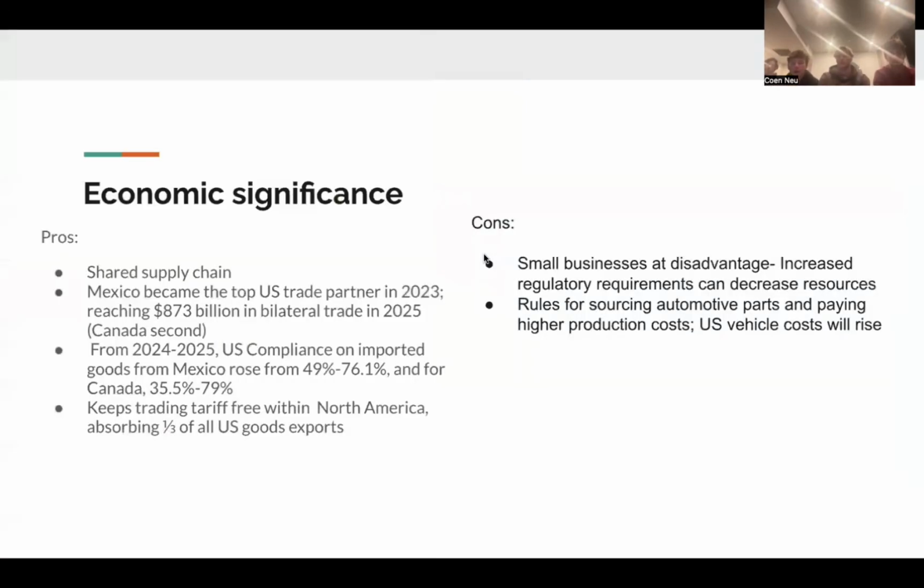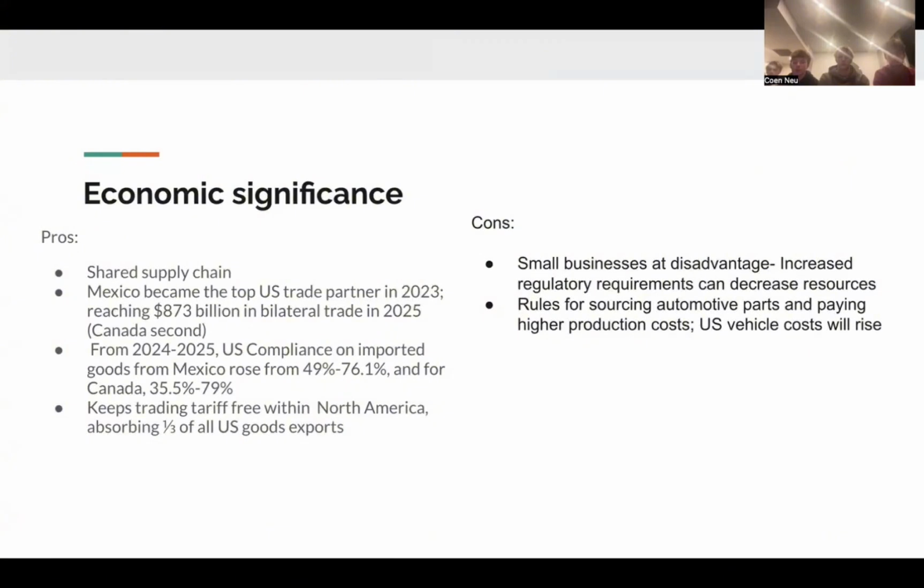All right, so I'm going to talk about the economic significance of the USMCA, and the pros pretty much outweigh the cons, but I'll start with the pros. The three of them share a supply chain, and Mexico became the top U.S. trade partner in 2023, reaching $873 billion in bilateral trade in 2025, and Canada was second to Mexico. From 2024 to 2025, U.S. compliance on imported goods from Mexico rose from 49% to 76%, and for Canada, 35% to 79%, which is a huge growth margin. And lastly, it keeps trading tariff-free within North America, which absorbs 1/3 of all U.S. goods exports.